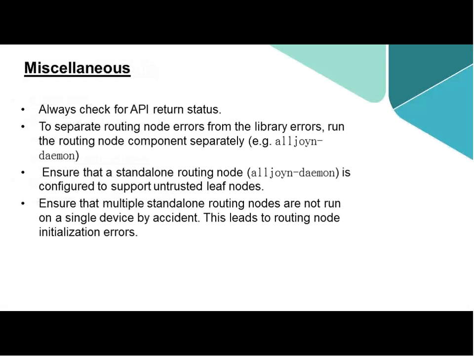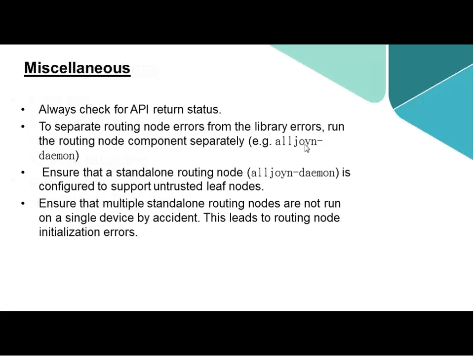Some miscellaneous stuff that I would like to tell is that you should always check for API return statuses. You should not ignore those errors. They are very important. If you want to separate the routing node errors from the library errors, what I would suggest is that you should run the routing node component separately. The routing node component is a software basically known as the AllJoyn daemon. It basically runs only on the POSIX based platforms like Android or Linux or OpenWRT.